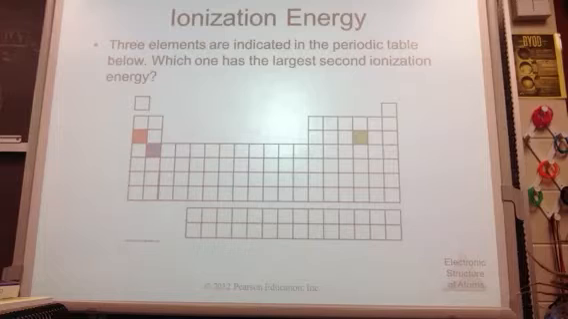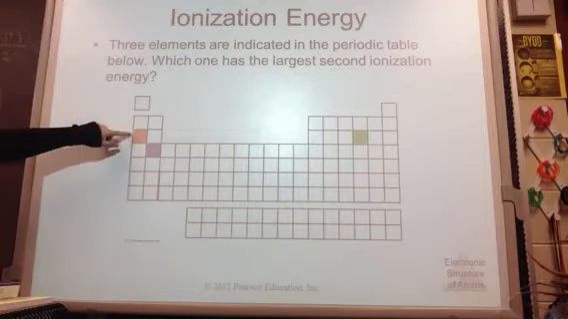So remember, first ionization energy would be removing one electron. Second ionization energy would be removing two electrons. Third ionization energy would be removing three electrons, so on and so forth. Okay, well, let's talk this through.